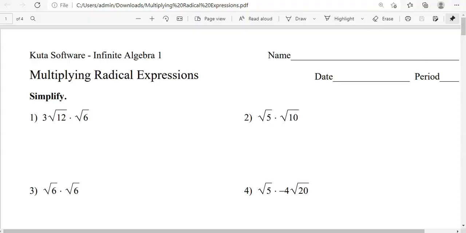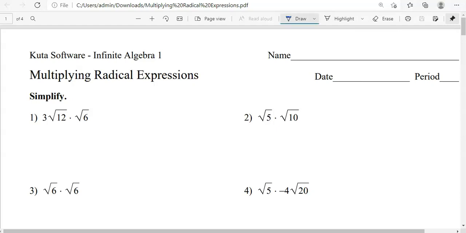Okay, good morning class. So, I will discuss to you on multiplying radical expressions. So, tandaan natin pag nagmo-multiply tayo, make sure na parehas ang kanilang indices. So, for example, number 1, 3 times the square root of 12 times square root of 6.